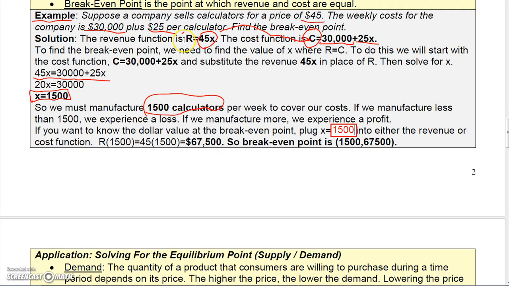One last thing I want to mention: if you were to graph these two on a grid, you would see that both of these would have a positive slope, but the revenue would start out below the cost function at x equals 0, but as x increased, revenue would slowly catch up to the cost function's graph. So you might want to graph those two on a graphing utility and just see how the graphs meet up with one another at the point 1500 and 67,500.